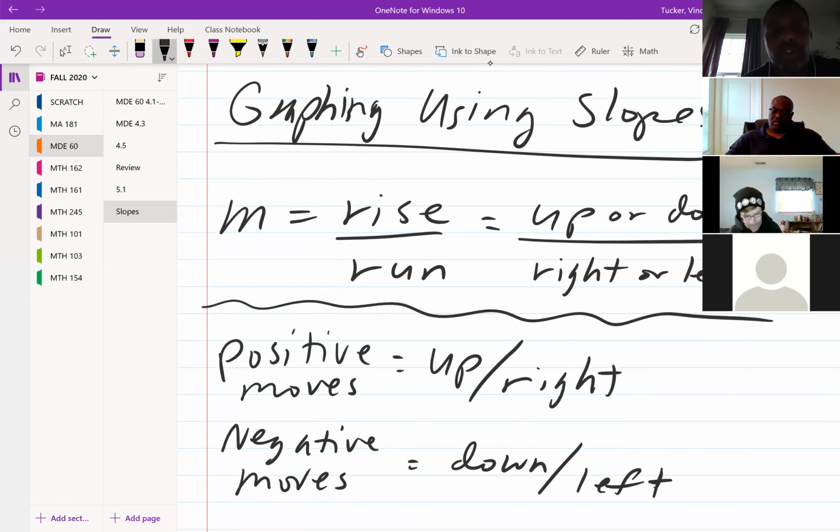All right, so when you talk about graphing using your slopes, the relationship that we will use is rise over run. Your rise will be up or down, run will be left or right. If you notice when we look at calculating, we had our y values on top, x values on bottom of the fraction of the slope. So that's why the rise, the up or down, is on top, right or left is on bottom, which is your run. So what dictates whether we go up or down, right or left, will be if we have a positive or negative value. So your positive moves will be up and right. Your negative moves will be down and left.